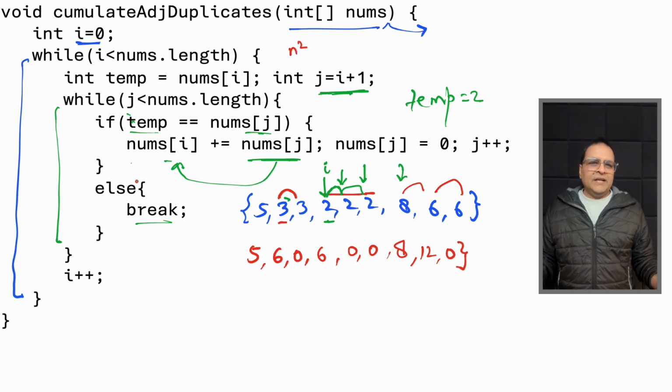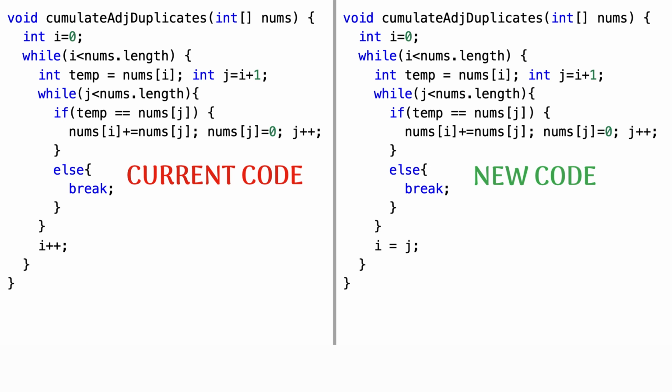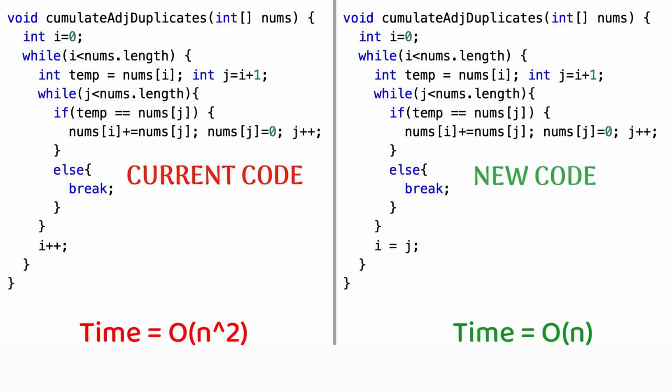Now this code is taking n square time because the outer loop is incrementing one at a time. But if we adjust this so that I directly jumps to j, I comes here directly, then every element of the array will be accessed only once. This is the optimized code, and this code is taking order of n time. In this code, every element is accessed only once. If that element is considered in the inner while loop, then the outer while loop does not reconsider the element again.